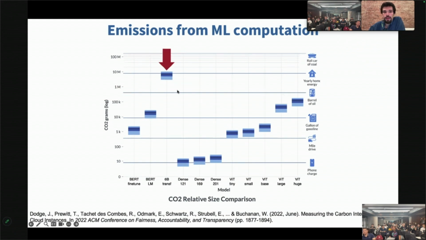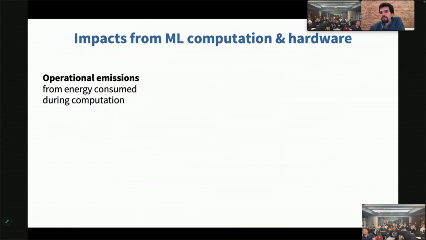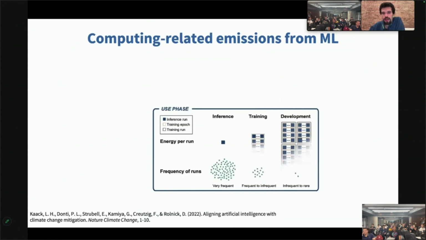Now, it varies a lot. Sorry, I forgot I put those arrows. There is not just training. There are several different phases to machine learning model development. There's development, where you're working out lots of different possible models. There's training and there's inference. And it's important to remember that each of these has a different frequency, but also a different footprint.